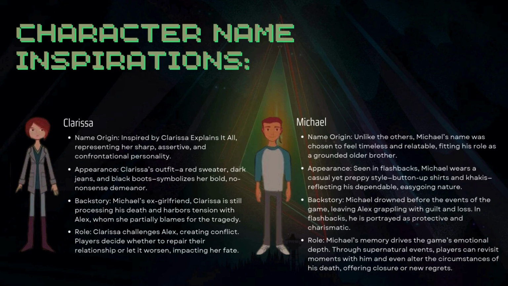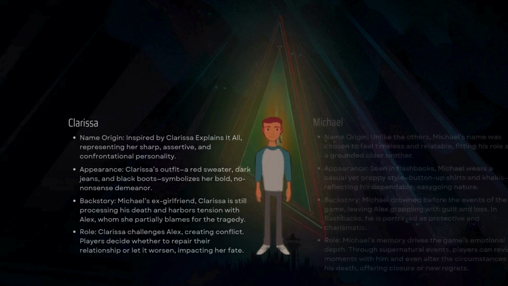Finally, Michael is the group's missing piece, Alex's dependable older brother who drowned before the game events. His name reflects his grounded role, and his button-up shirt and khakis symbolize his easygoing nature. Through supernatural events, players revisit moments with him, reshaping Alex's journey towards closure or new regrets.